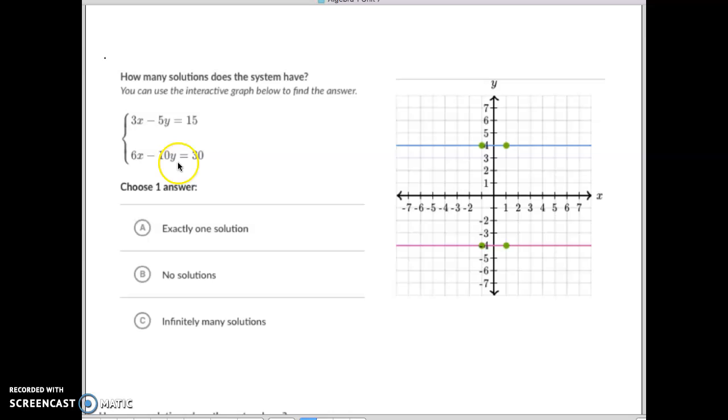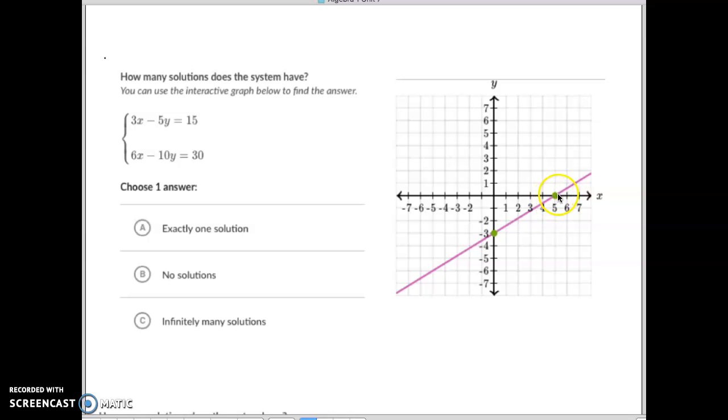Next one, same thing. Your x-intercept here, 3 times what is 15? 3 times 5. And your y-intercept, negative 5 times what is 15? You'd say negative 3. So again, we would plug in 5 for the x-intercept and negative 3 for the y-intercept. I know it looks like I did that on my pink line, but trust me, the blue line is underneath here. Then when I do this one, 6 times 5 is 30, so I'm going to put that one at 5, which happened to line up exactly with the other one. And then negative 10 times negative 3 equals 30, so I put that there.